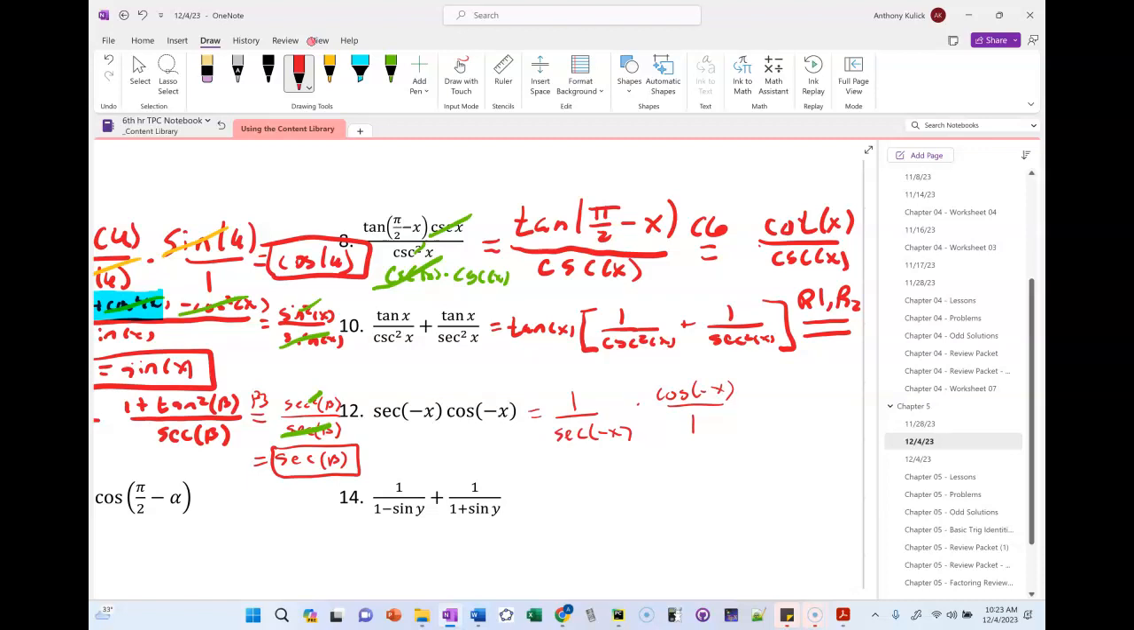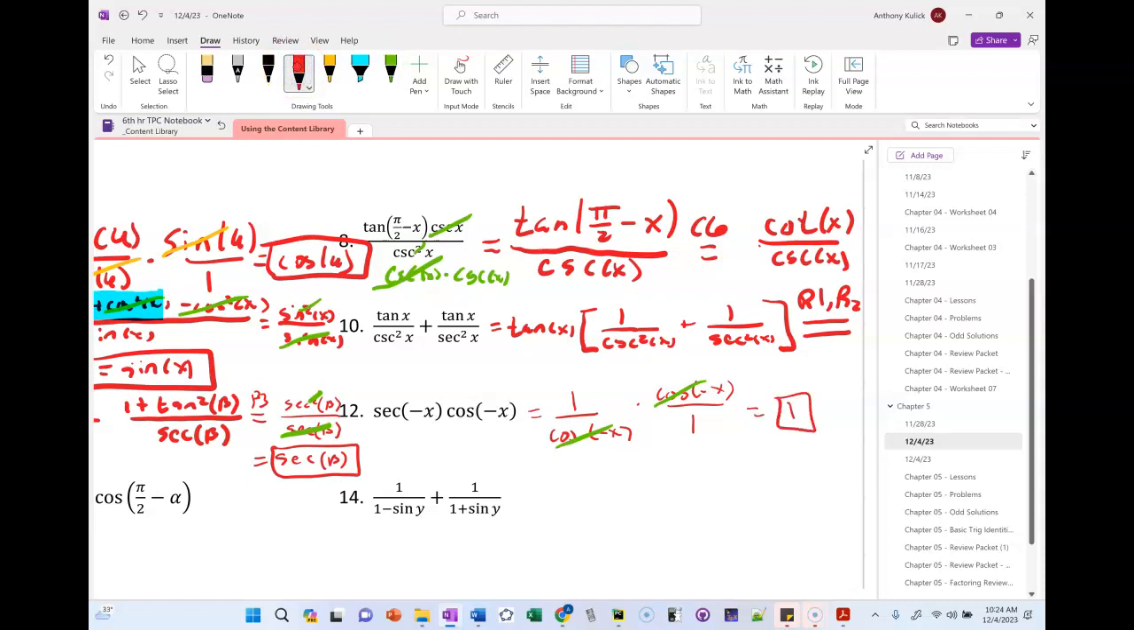So let's write it that way. Notice the negatives are still in there. I haven't taken care of those. Oh, shoot. Yeah, no wonder you're looking at me funny. There we go. So it's cosine of negative x, over 1.